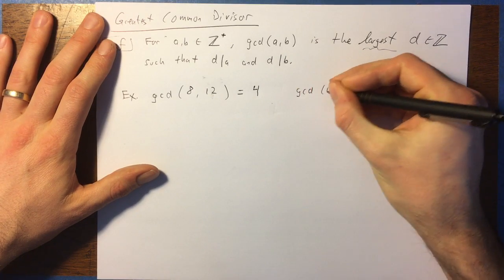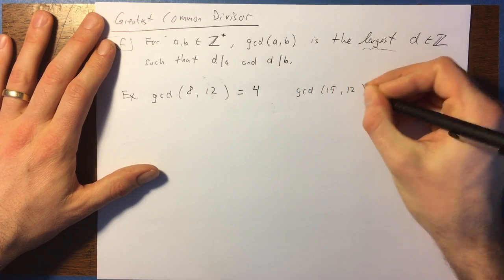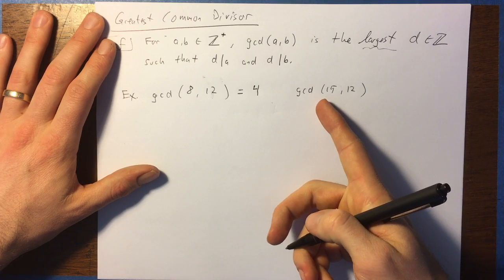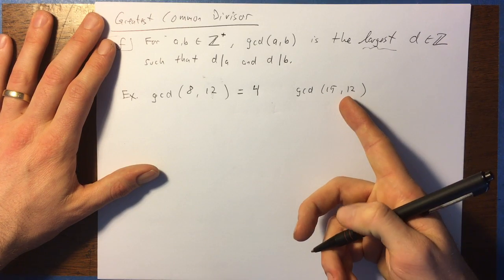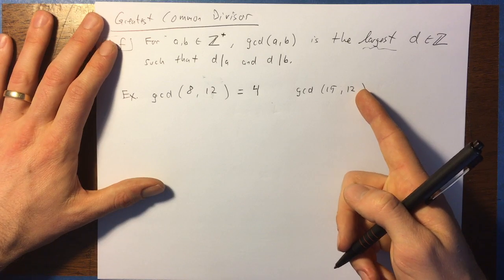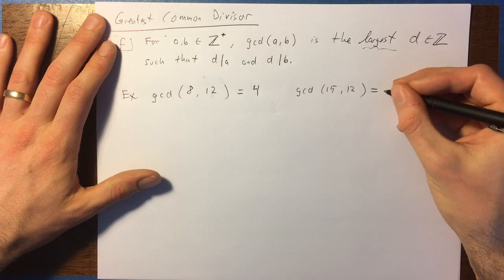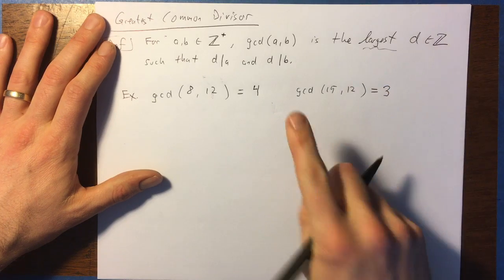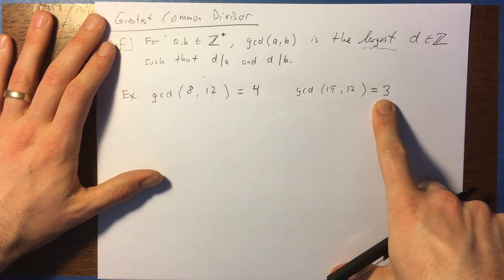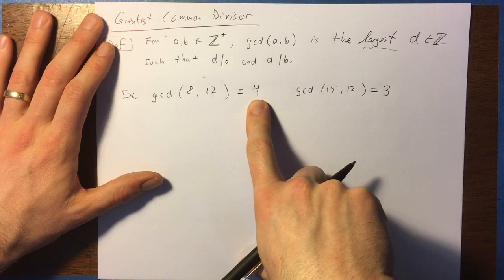GCD of 15 and 12: well, 15 is 3 times 5, and 12 is 3 times 2, right? And so the largest divisor you have from that is 3. So sometimes your greatest common divisor is a prime number, but sometimes, as you can see, it is not.